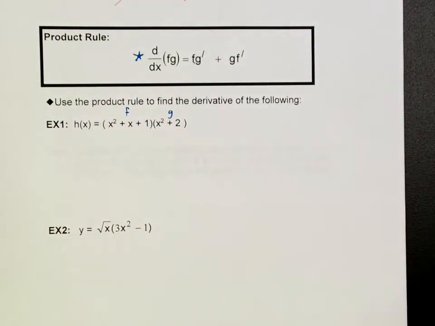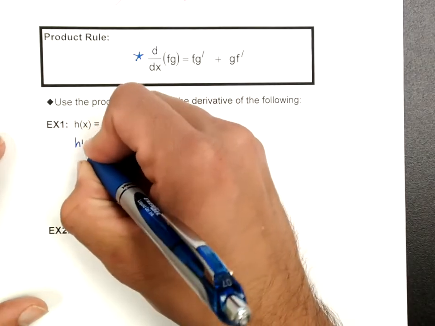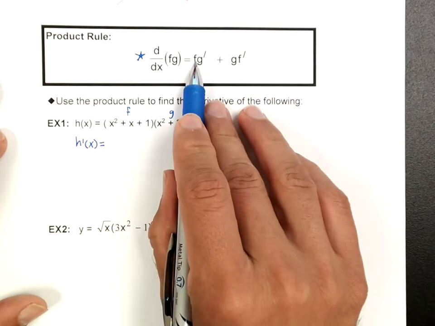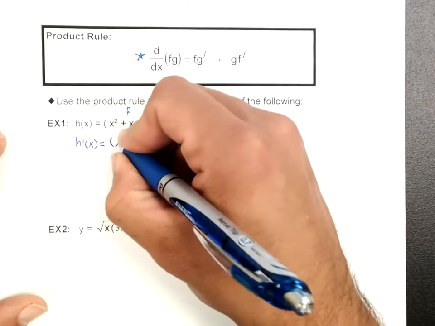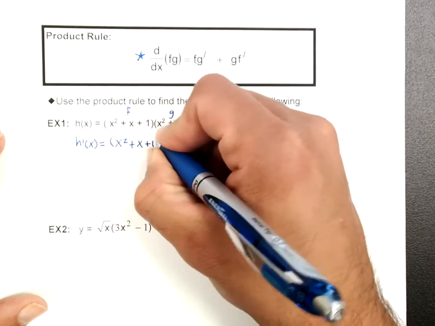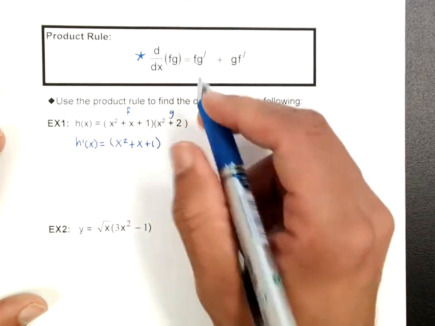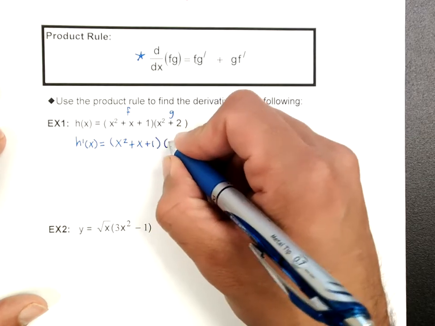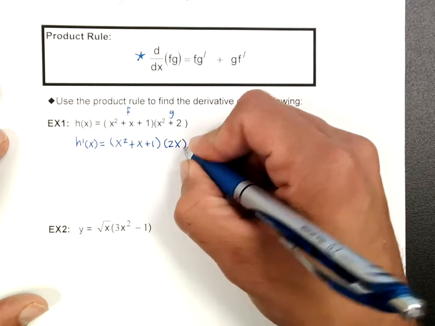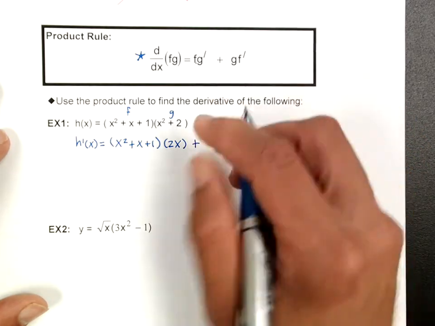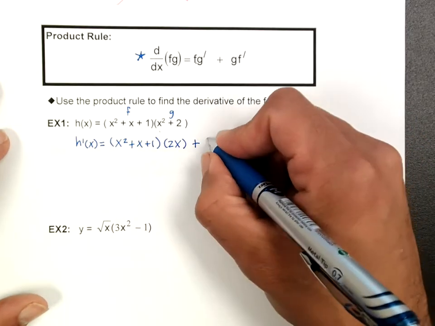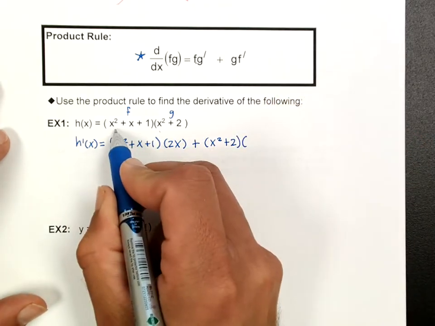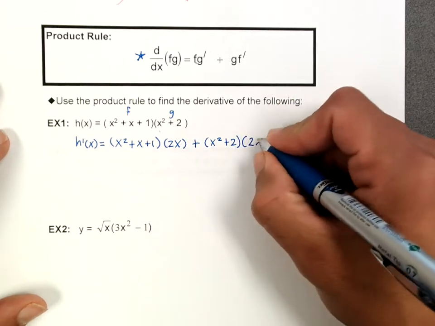All right, so now I'm going to take the derivative. So I have h prime of x is equal to, now notice the formula, it says f. All right, so if this is f, I'm just going to rewrite it. Now this one says g prime, so I'm going to take the derivative of this. The derivative of this would be 2x, 2x plus 0. Okay? Plus g, which would be this, times the derivative of f, which is 2x plus 1.